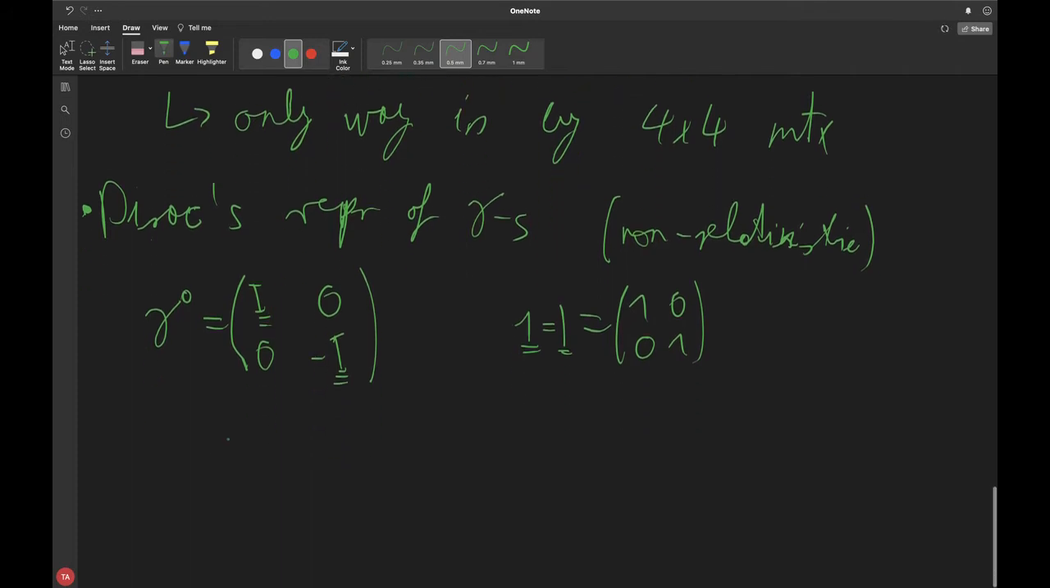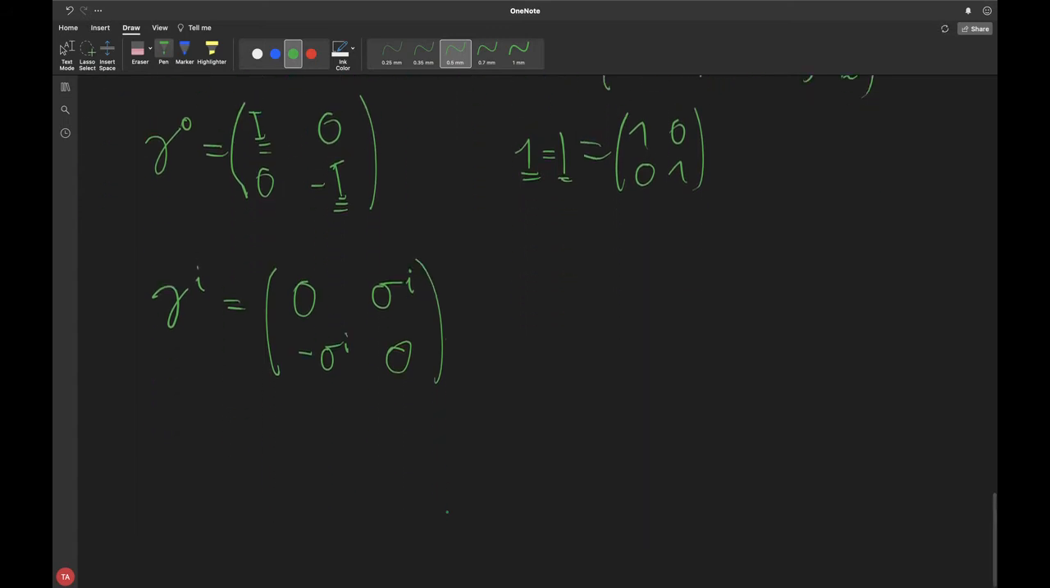And the rest, which I'm going to denote with i, if you remember, we were always using the Greek letters when we count from 0 and the Latin letters when we count from 1. So this i is going from 1 to 3, and that's going to be 0 and the sigma Pauli matrices, sigma i and minus sigma i and 0 here. And before I actually mention what the sigma matrices are, let me tell you what the Weyl representation is.